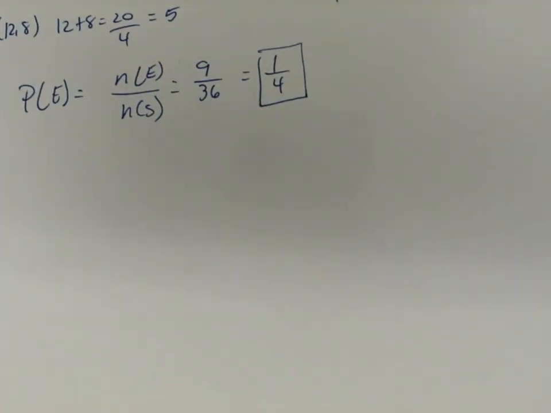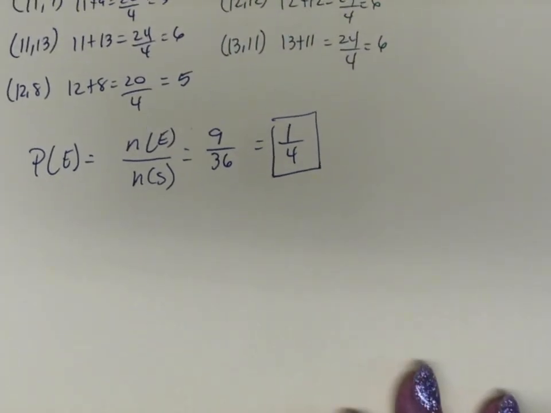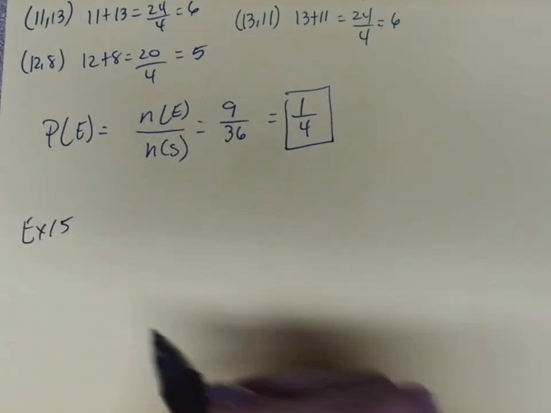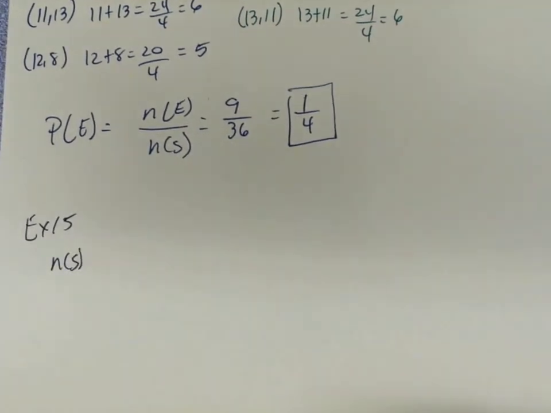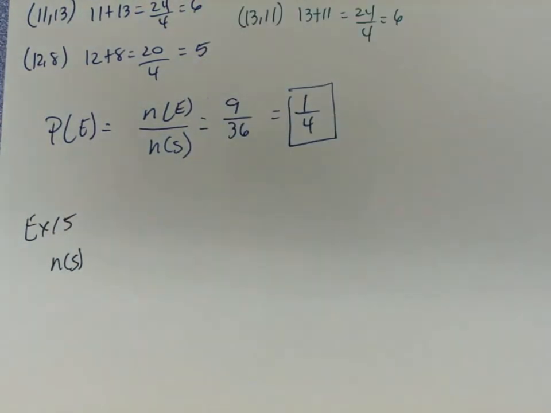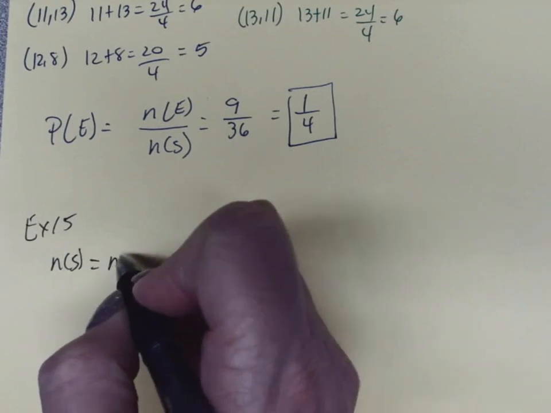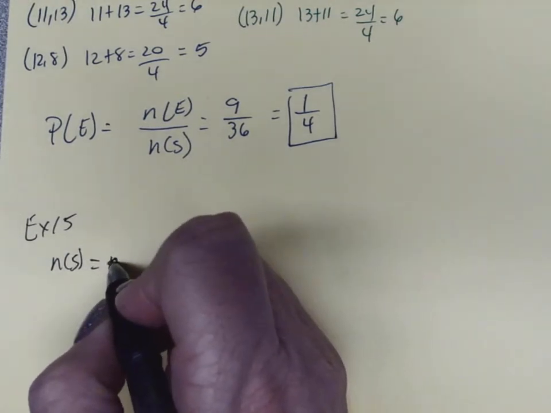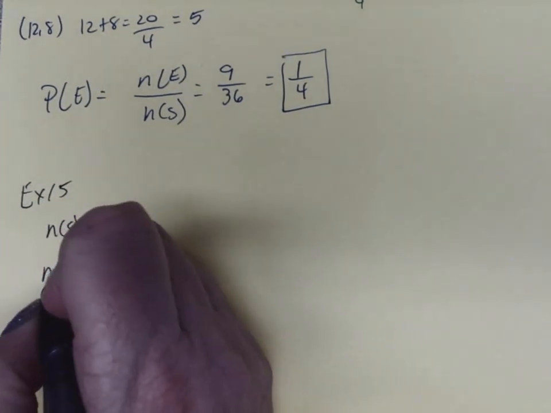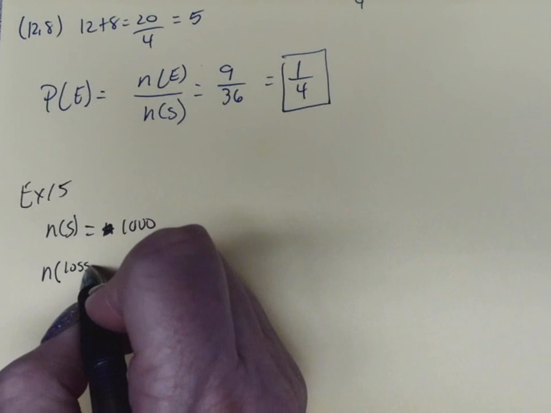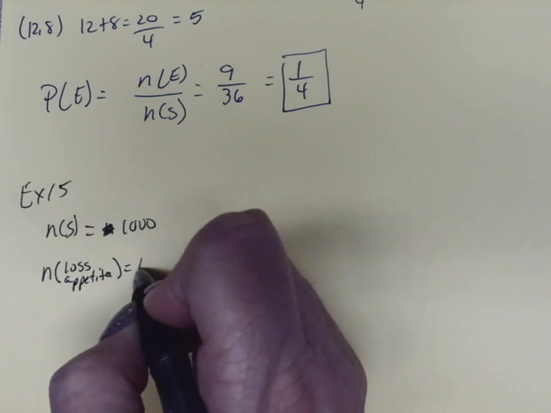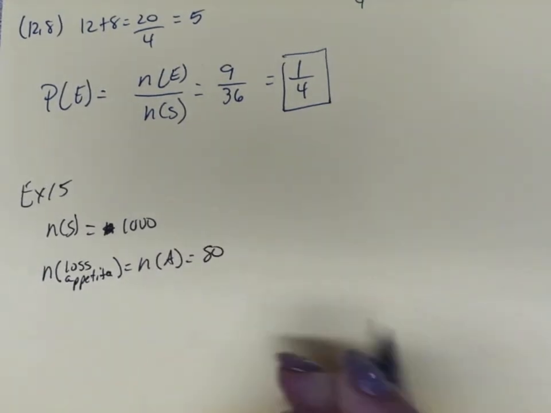All right, so we're going to write a few parts of this down. So this will be example 15. So our sample space, they told us that there were 1,000 subjects. It said 1,000 test subjects. N of S just equals 1,000. Now, the N of a loss of appetite, we're going to call that N of A. There were 80 that lost their appetite.